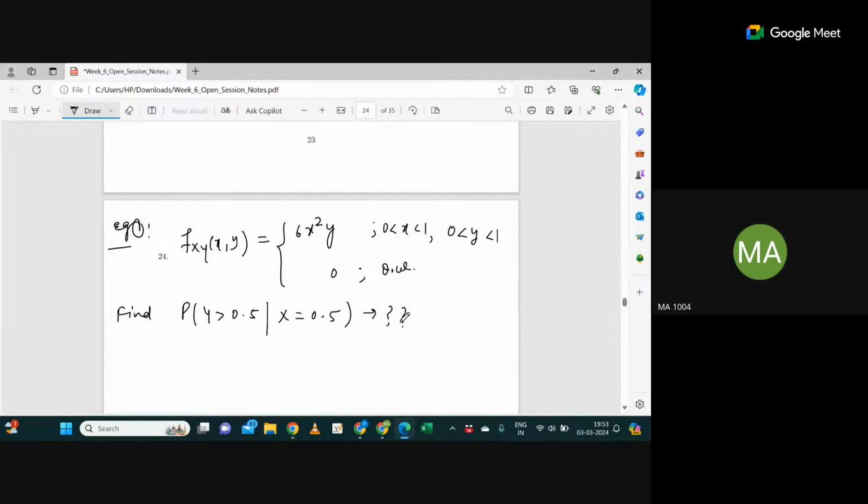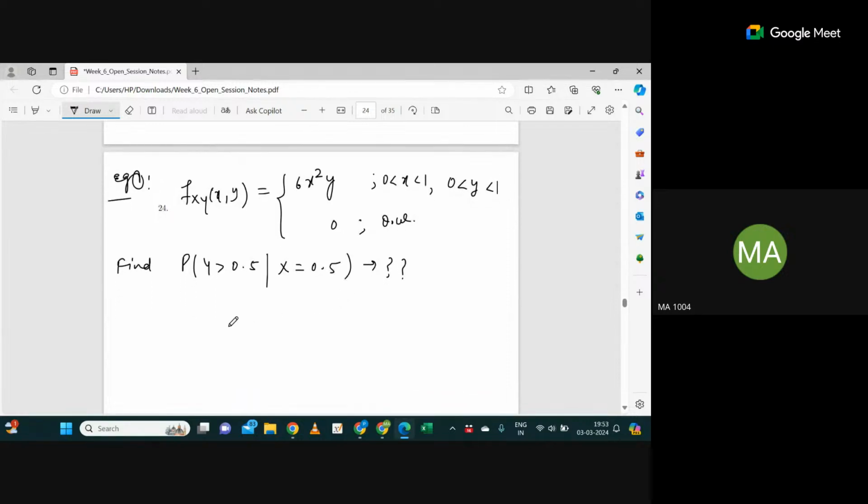So what do we mean by this? What do we have to calculate? This conditional probability will be equal to the probability of y greater than 0.5 and x equal to 0.5, divided by the probability of x equal to 0.5. This is something we have to calculate here, or I can write f_X at 0.5. Yes or no?